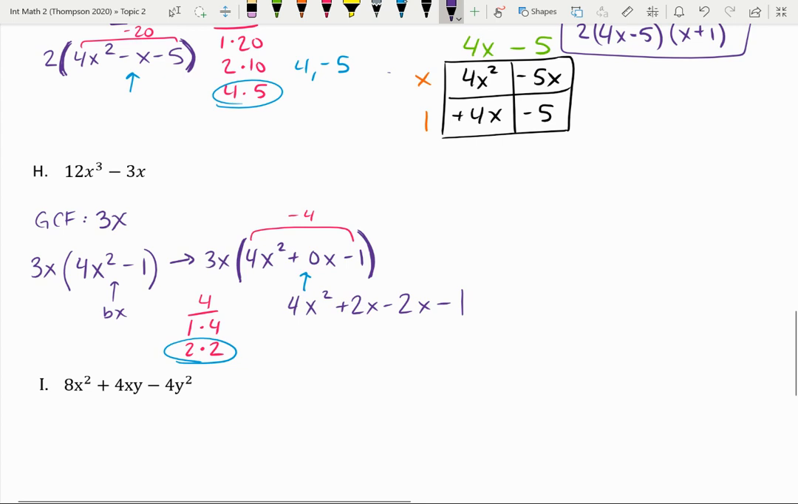So this idea that I'm missing my middle term here, that's what makes this a little bit unique. Most of the process is the same, but you can definitely easily get thrown by missing a term. 4x squared plus 2x minus 2x minus 1. It's also very specific that it's the middle term, the linear term, that's missing. If a different term is missing, then that means that this is no longer a quadratic trinomial, and we don't factor it the same way.